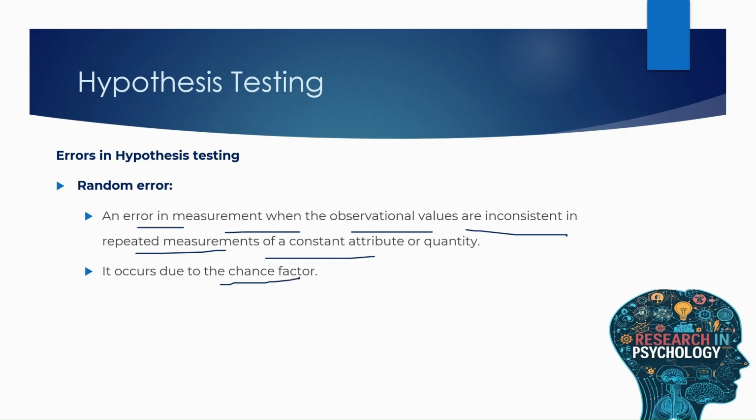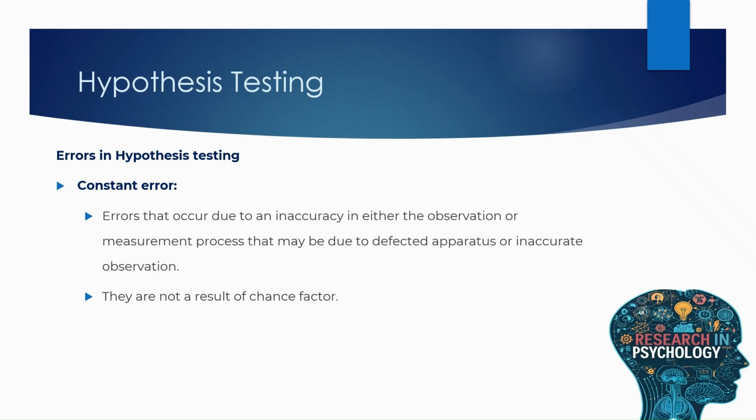For example, you are trying to check your weight. You check the weight multiple times and every time the weighing machine shows you a different value. This is called random error. All right. The next is constant error. Now, what is constant error? It's the error that occurs due to inaccuracy in either the observation or measurement process. That may be due to defective apparatus or inaccurate observation. This is not a result of chance factor.